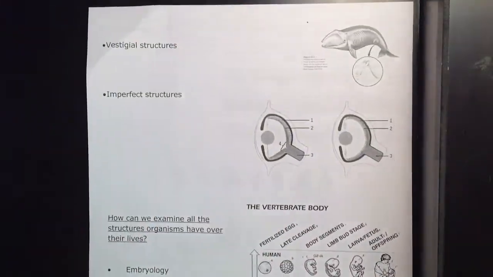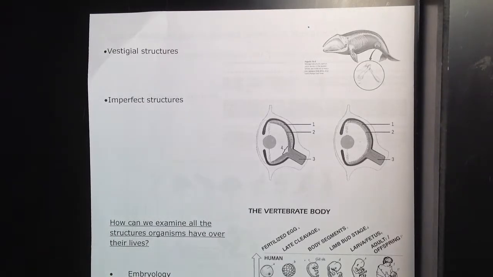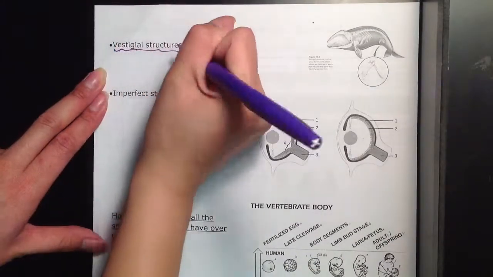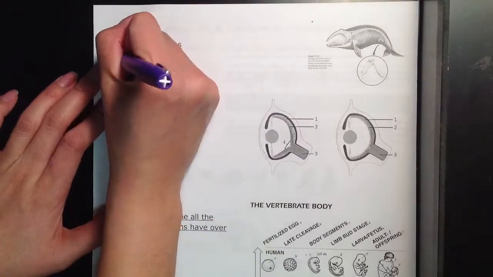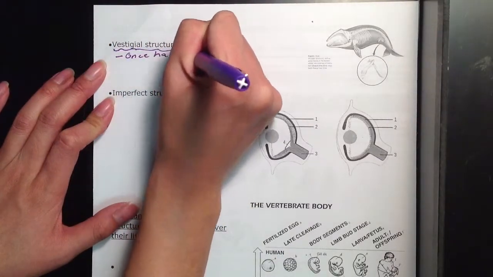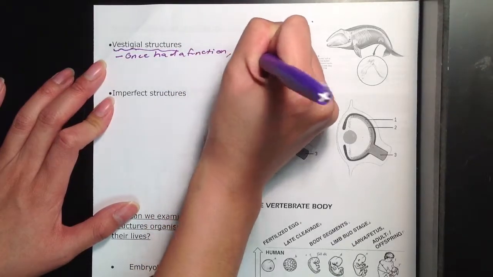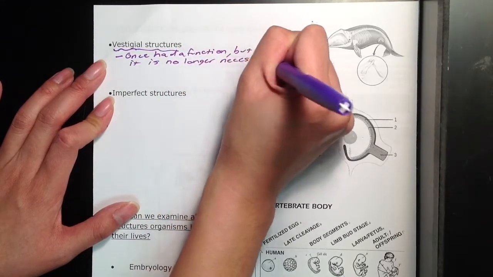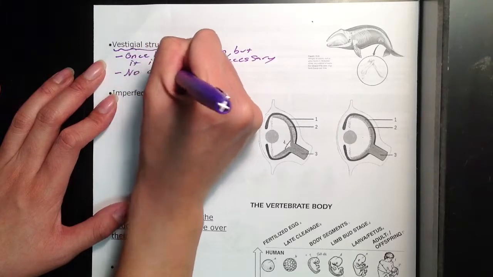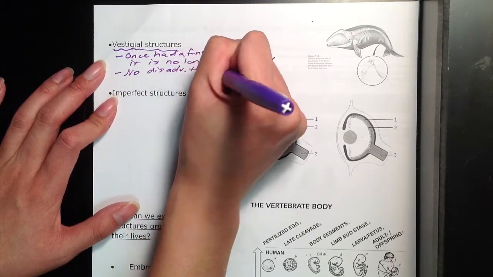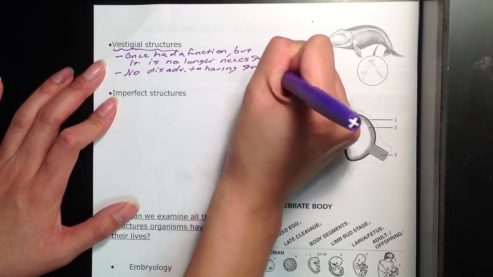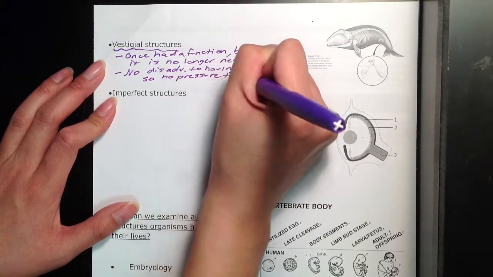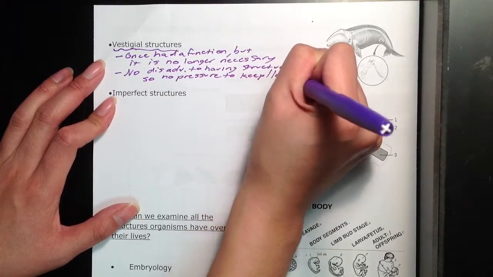And the last thing that we just want to look at very briefly is some vestigial structures. The vestigial structures once had a function, but it is no longer necessary. You had no disadvantage to having the structure, but no advantage either. So therefore, no pressure to keep or lose it.